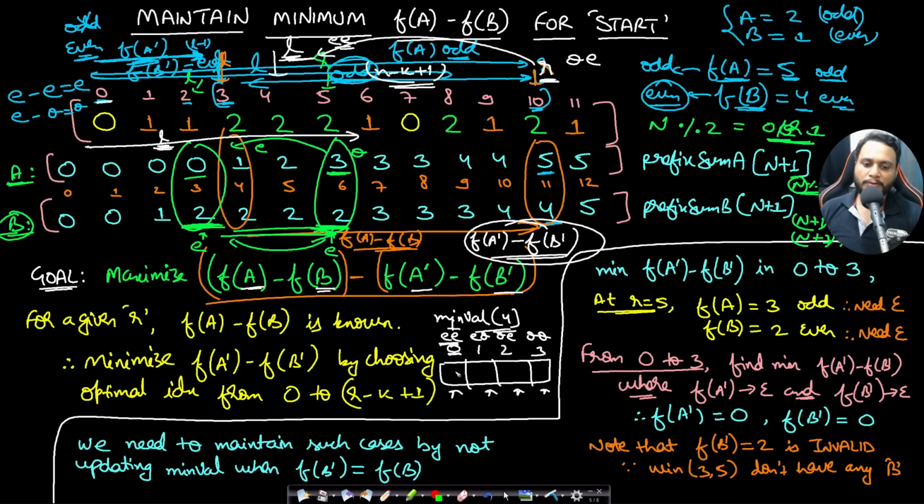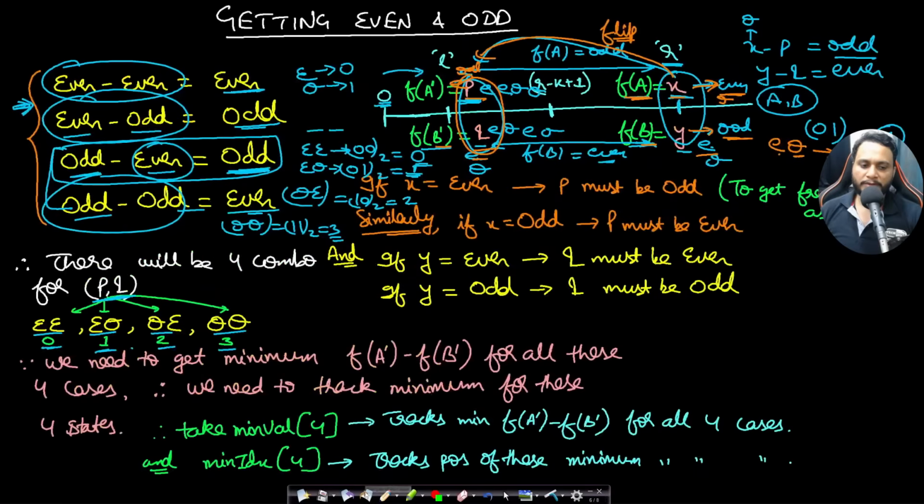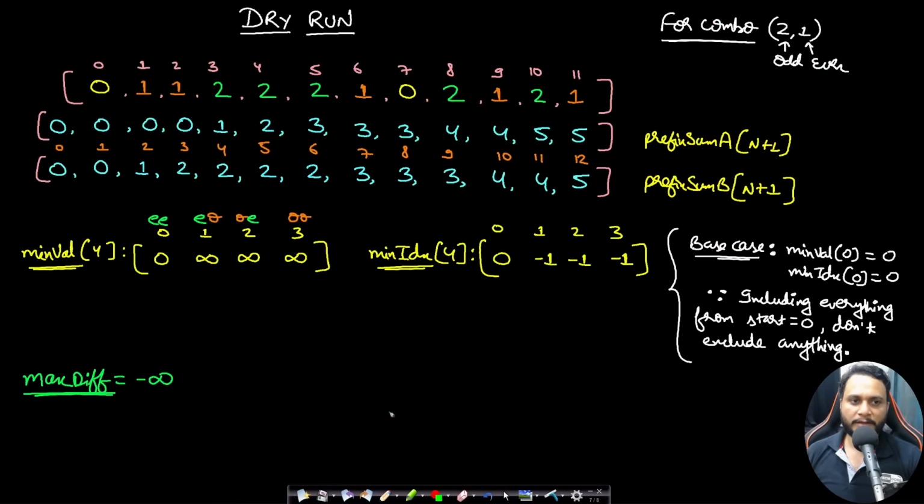You can go to this 0 and look at the min value, and you can simply return the minimum value of fa dash minus fb dash, right? So this will be done in just order of one time. Now if you have not understood this, then I will be showing you in the dry run how to maintain that. Okay, so let's look at the dry run.